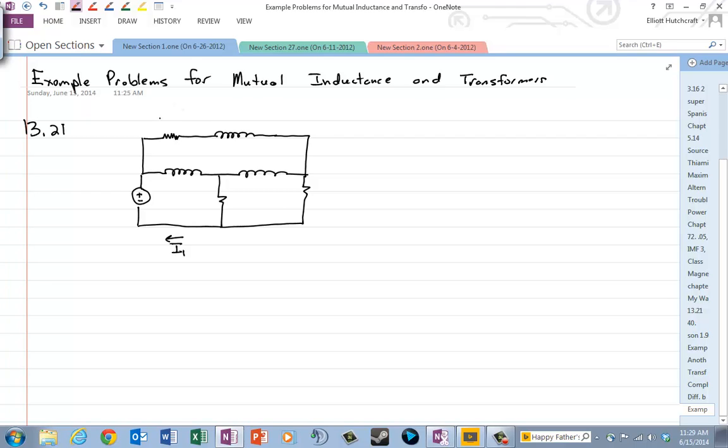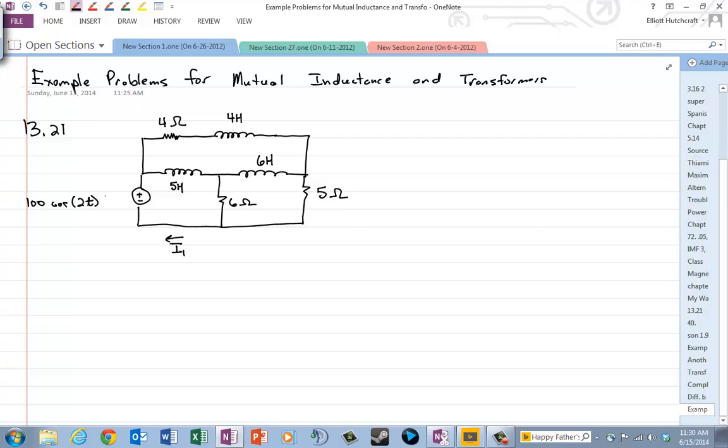So this is a 4 ohm resistor, a 4 Henry inductor, a 5 Henry inductor, a 6 Henry inductor. This is 6 ohms, and this is 5 ohms. And so this is 100 cosine of 2t for the voltage source over there.